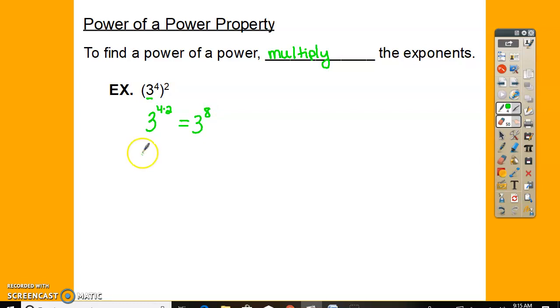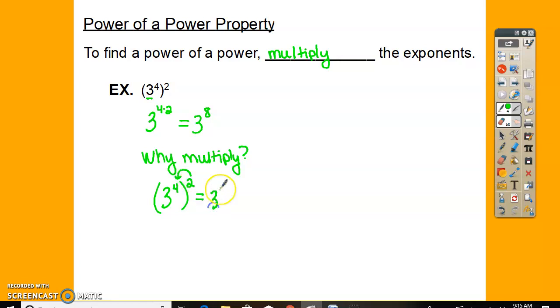Now, let's talk about why we multiply those together. Why does that work? Well, we have to go back to our previous examples that we were just working on. Remember that if this is 3 to the 4th power and it's being raised to the 2nd power, remember that exponents are telling you how many of something you have. So if this is telling me that I have 2 of these 3 to the 4ths, that means I have 3 to the 4th times another 3 to the 4th.